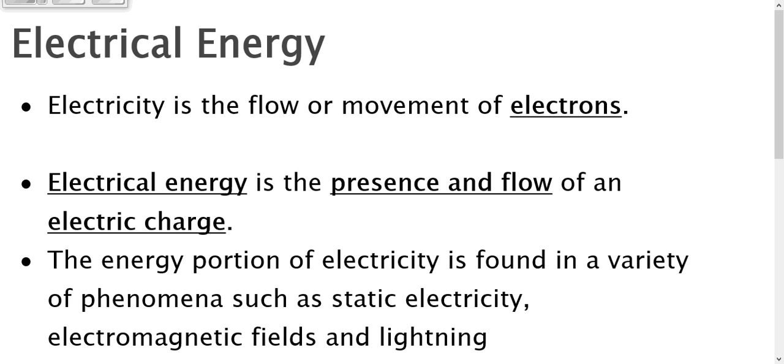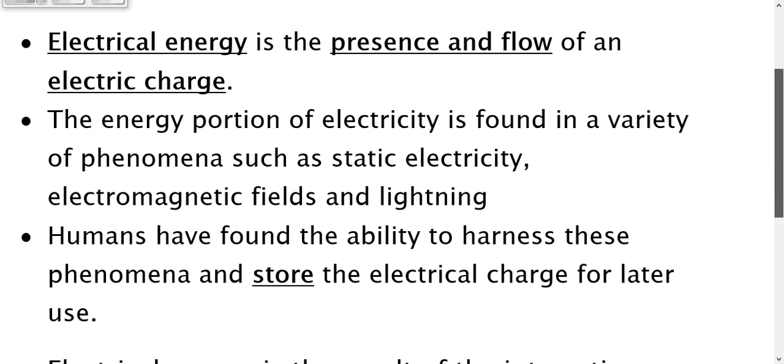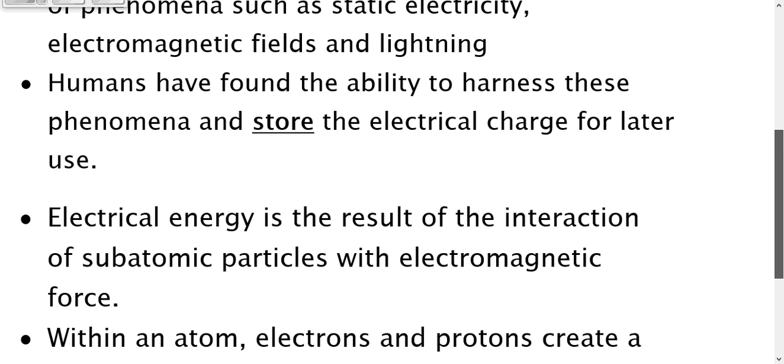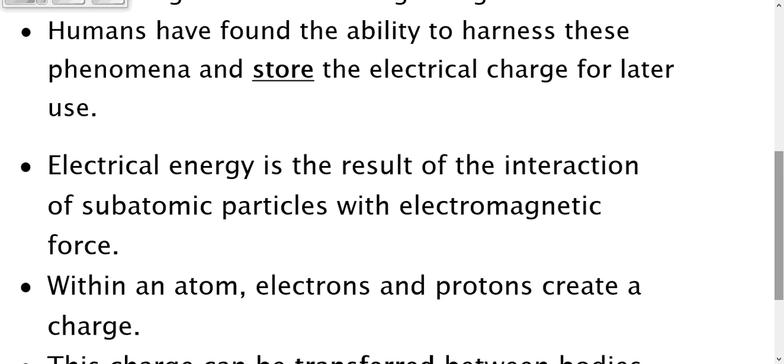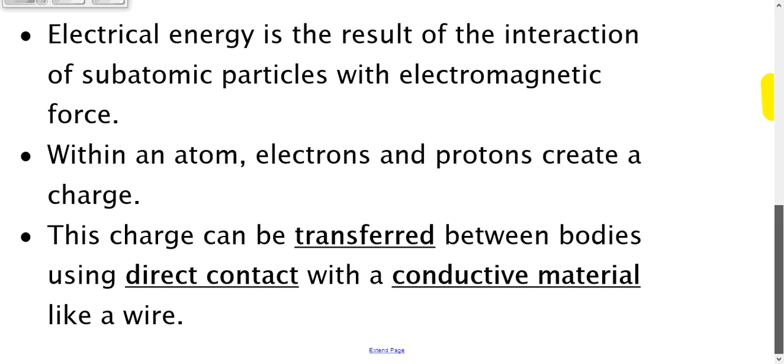The energy portion of electricity is found in a variety of phenomena, such as static electricity, which we've talked about, electromagnetic fields, and lightning. Humans have found the ability to harness and store these phenomena, and we can store that charge for later use. Electrical energy is the result of the interaction of those subatomic particles with electromagnetic force. Within an atom, electrons and protons create charge. This charge can be transferred between bodies through direct contact, that is, charging by conduction, with a conductive material. And we've already talked about what sort of things can be good conductors.